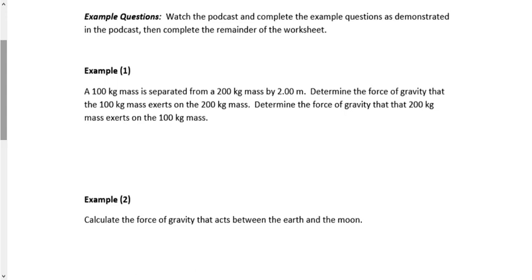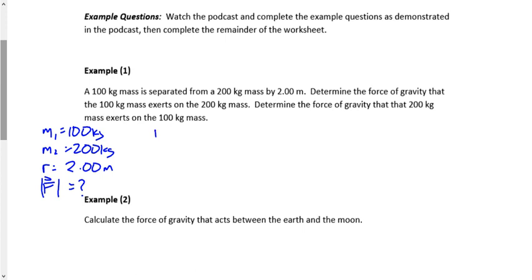We want to find the force of gravity that the 100 kilogram mass exerts on the 200, and then the force of gravity that the 200 exerts on the 100. We're going to say that our mass 1 is 100 kilograms, and mass 2 is 200 kilograms. We're going to say that the value of r, the distance that separates them, is 2.00 meters, and we're looking for the force of gravity. We're looking for 2 forces of gravity. We'll just worry about 1 right now, and solve for the other one after we're done with this one.